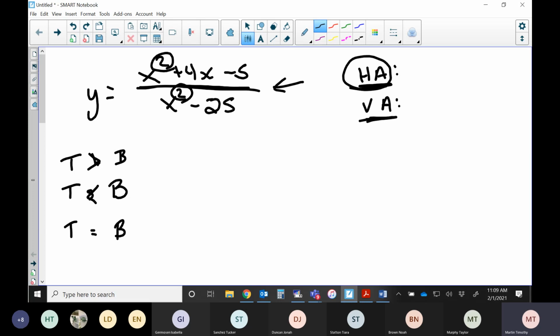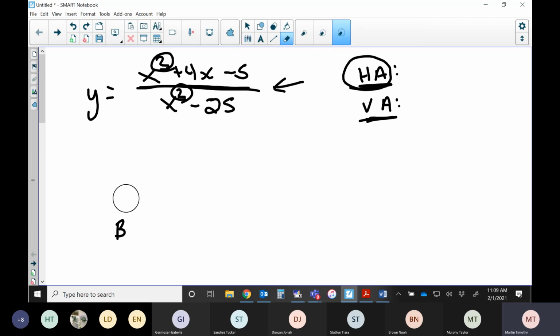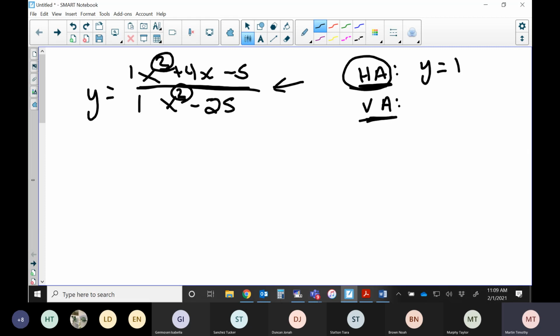And this is referring to the powers, or the degree, of each one of the top and bottom. What happened is there were 3 cases, and when the bottom was the same as the top, you took the coefficients of each of them and divided them. 1 over 1 is 1, so y equals 1 was my horizontal asymptote. I found my horizontal asymptote because they gave it to me in standard form, and your horizontal comes from standard form.